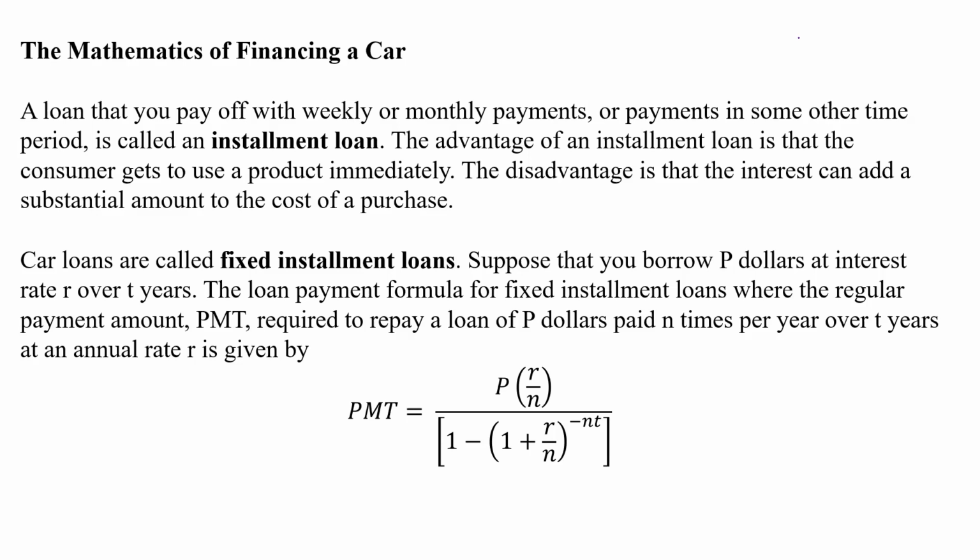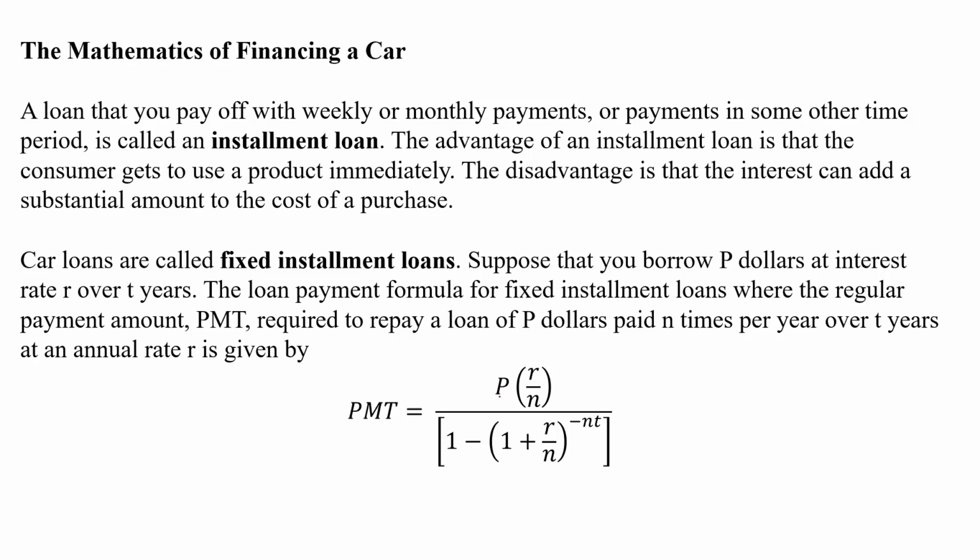And so, how that's going to work is, suppose you borrow P dollars at the interest rate of R over T years. The loan payment formula for a fixed installment loan, where the regular payment amount PMT required to repay the loan of P dollars paid n times per year over T years at an annual rate, is given by this really complicated equation down here. Not really that complicated. We've looked at it before. It's just in a different form. And so this is what we're going to use.